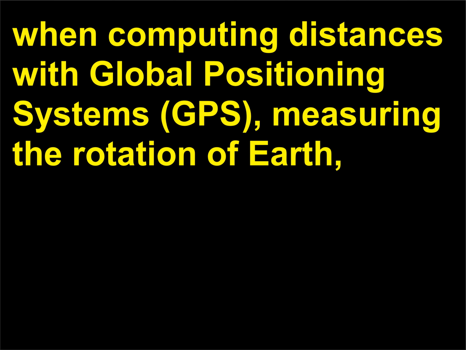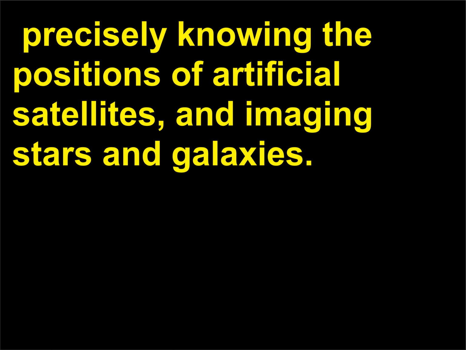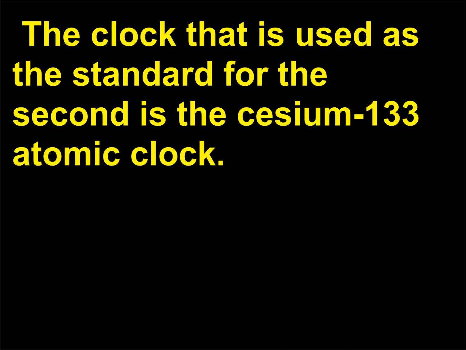When computing distances with global positioning systems, GPS, measuring the rotation of Earth, precisely knowing the positions of artificial satellites, and imaging stars and galaxies. The clock that is used as the standard for the second is the cesium-133 atomic clock.